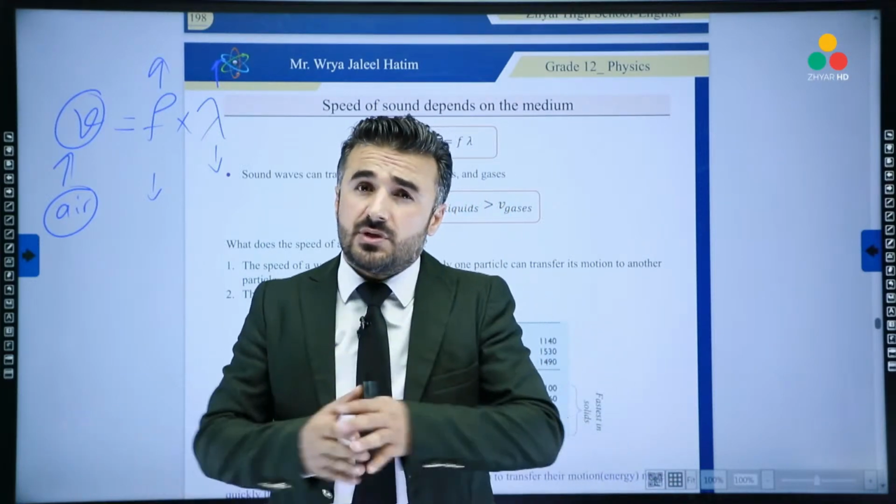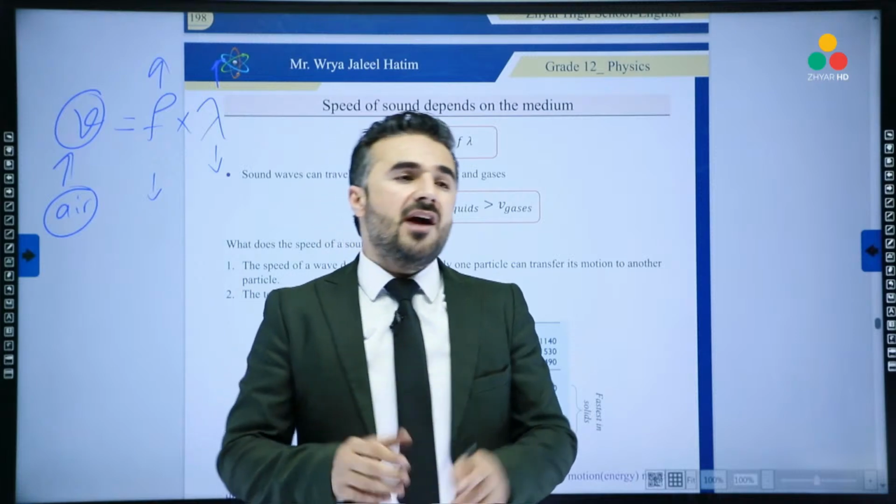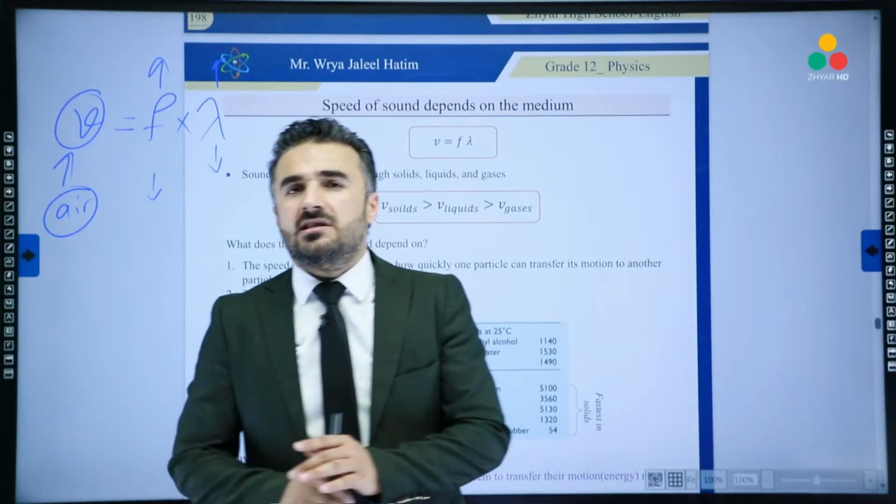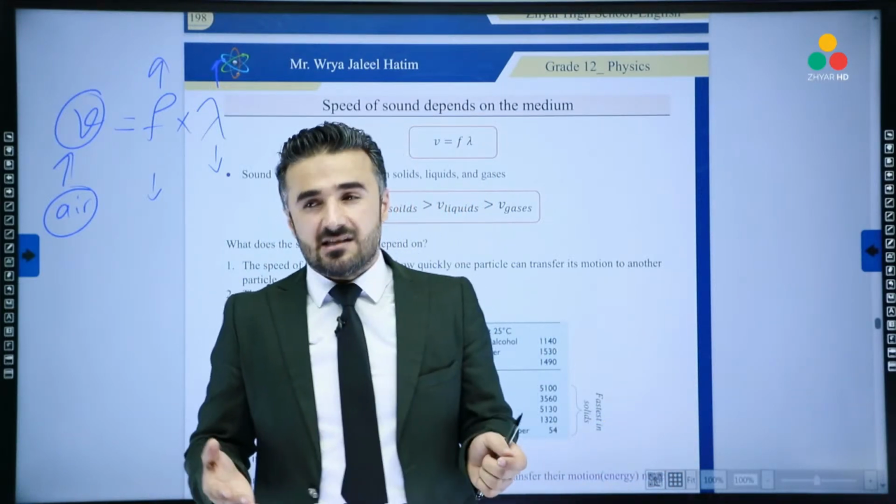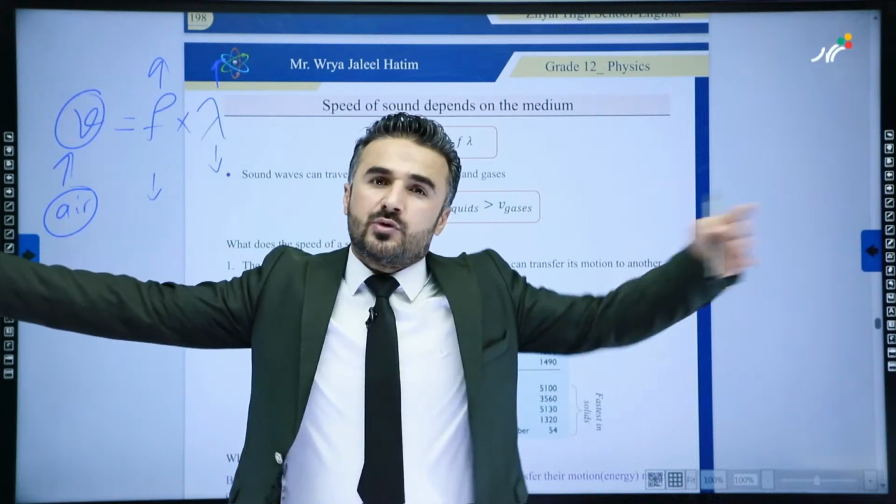So of course you can see there's a huge difference between the two. Why is the sound the slowest in gases, you might be asked? That is because the gas particles are very far apart.